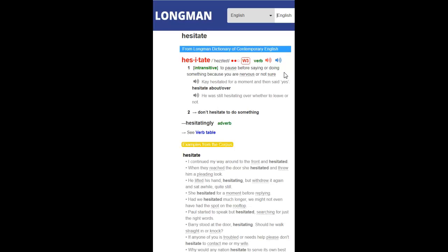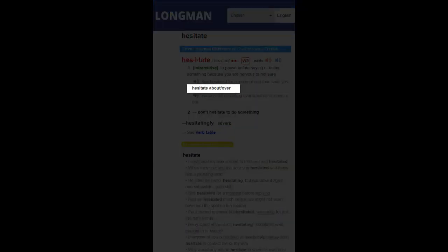So imagine a situation: you want to say something but you're not sure, you are nervous, that's why you stop talking, you pause. So the example would be, Kay hesitated for a moment and then said yes. What I also like about Longman Dictionary is that you can easily see what collocations this word is used in. Collocations are stable phrases, like combinations of words that you can often see. So in this case we have hesitate about or hesitate over.